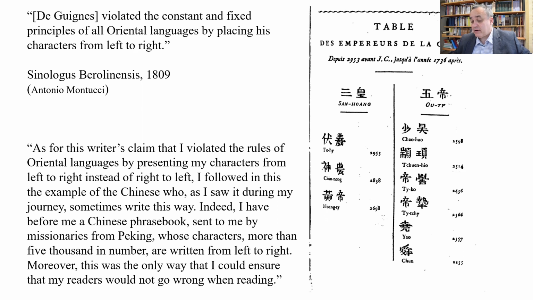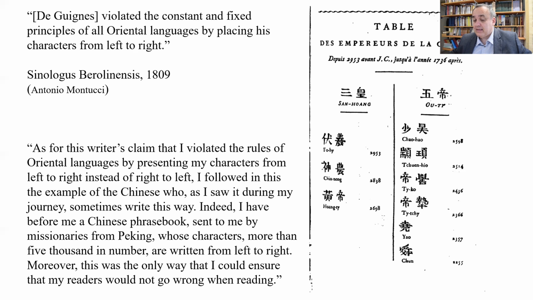So again, this is a very, very interesting text because it spells out why somebody would choose to write in this way, to arrange Chinese characters from left to right. So here, De Guignes claims that he has seen Chinese people doing this, but then he says that he has a Chinese phrase book sent to him by missionaries. So it's actually not very clear whether the phrase book was written by Chinese people or, which is more likely, the missionaries. Probably we can say that there are two claims here.